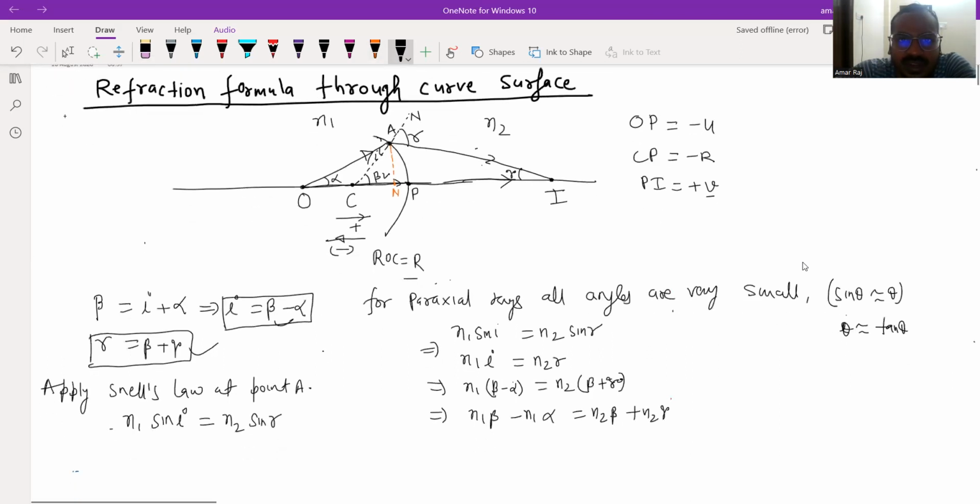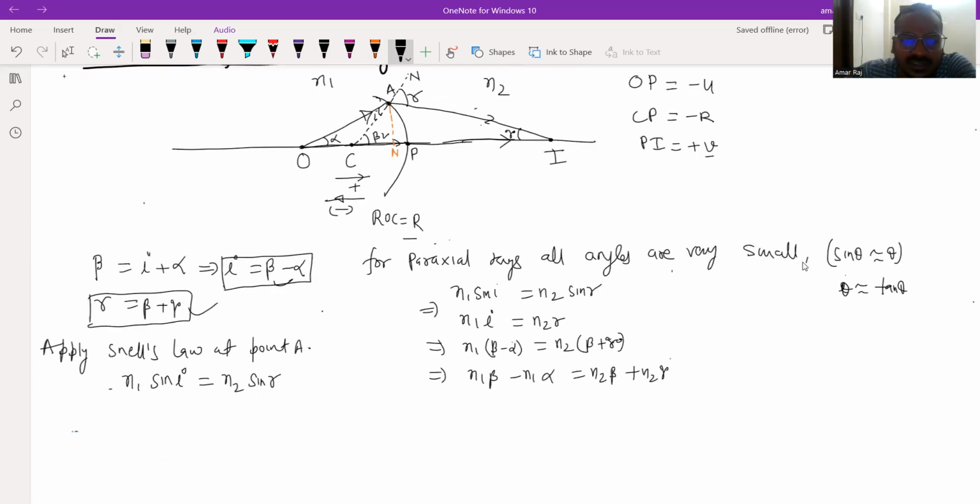Now make the same angles on the same side. Here is beta, so keep beta on one side and alpha and gamma on the other side. Taking N1 alpha to the right side, it becomes N1 alpha plus N2 gamma is equal to N1 beta minus N2 beta. Now you can write N1 tan alpha plus N2 tan gamma is equal to N1 minus N2 into tan beta.